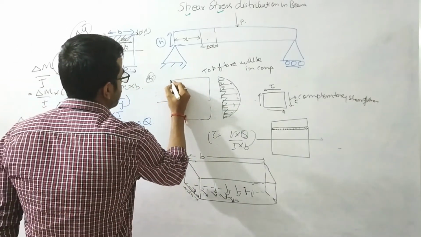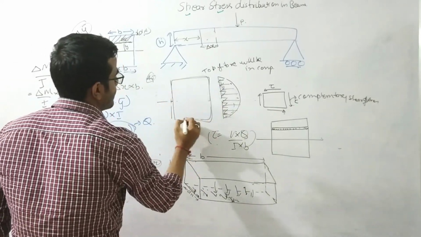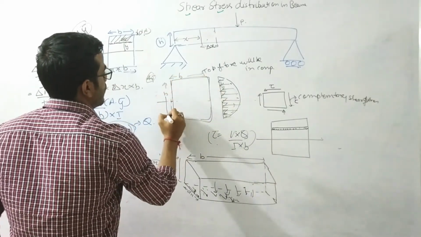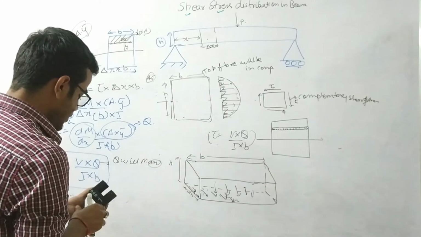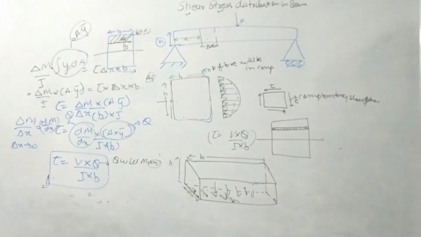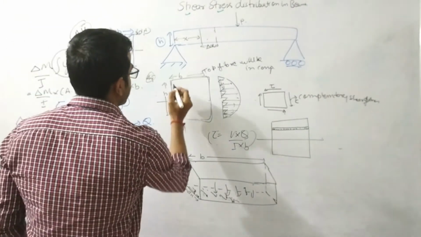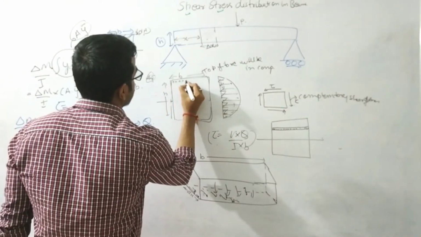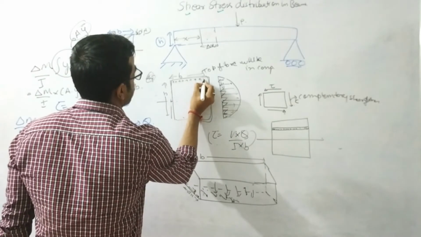At the top portion, this is my cross section, B into H. At the top of the cross section, let us suppose my vertical shear stress looks like this.